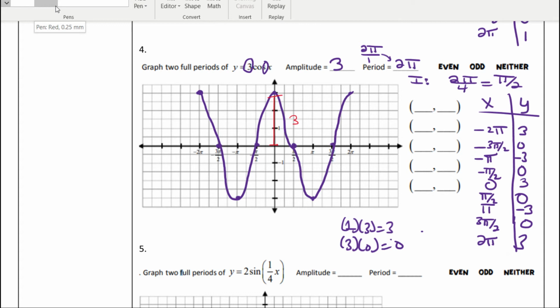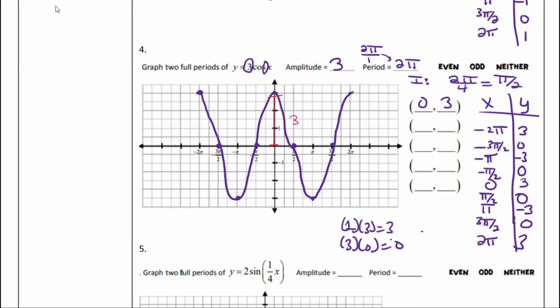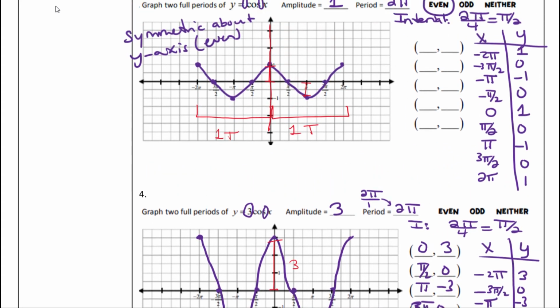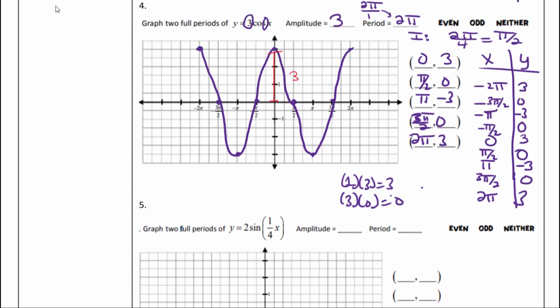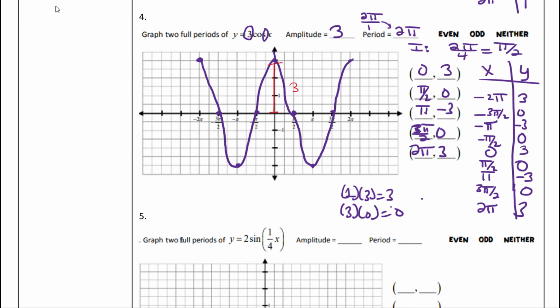Okay, and we forgot to label the coordinates here, but we know how to do this now. I mean, this is 0, 3, pi over 2, 0, pi, negative 3, 3 pi over 2, 0, 2 pi and 3. And then we forgot to label these, but of course we can use the positive coordinates. You can use positive or negative, but I'm going to use the positive ones. All right. And looking at this, if you were to cut it in half along the y-axis, it's symmetric about the y-axis, so it's even.